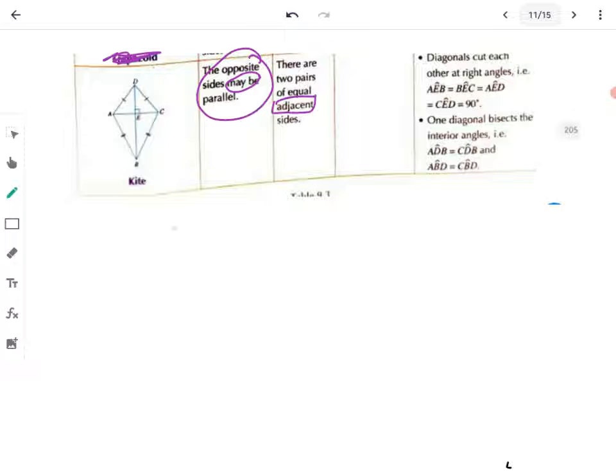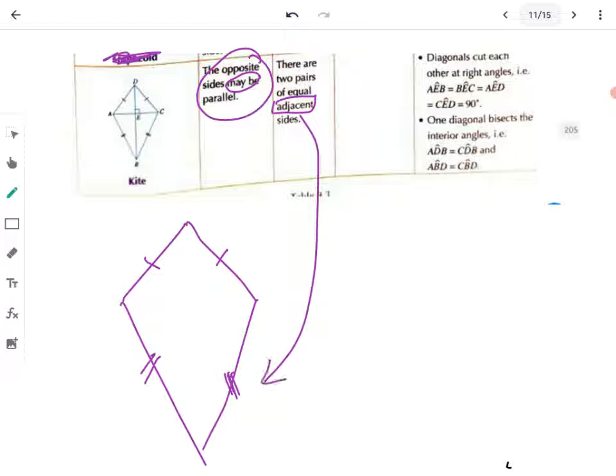Okay, adjacent sides. So if we're going to draw a kite, that's the adjacent side, this one and that one. And the other two adjacent sides are also equal, this one and that one. So that's what it means when we say adjacent sides. This side adjacent to this are equal.